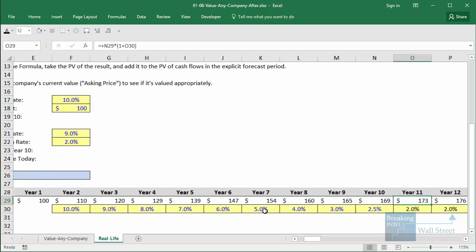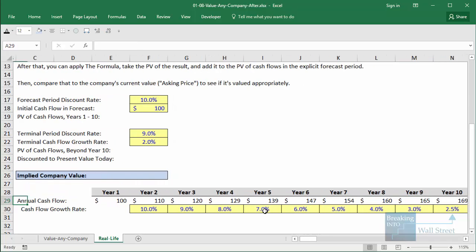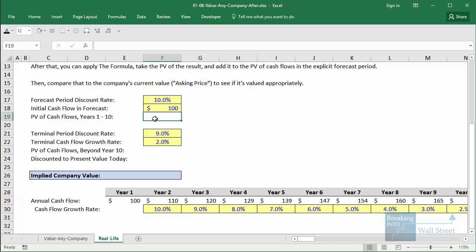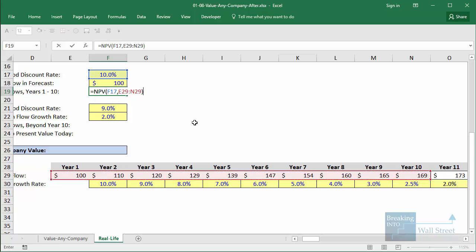So we have this through year 10 and then ultimately through year 100 by the end. Now, for the present value of cash flows in years 1 through 10, the period where the company is actually changing, we can use the NPV function. The discount rate is the same each year, so we can just use this built-in Excel function. And we can take year 1 through year 10, the cash flow in each of those years.